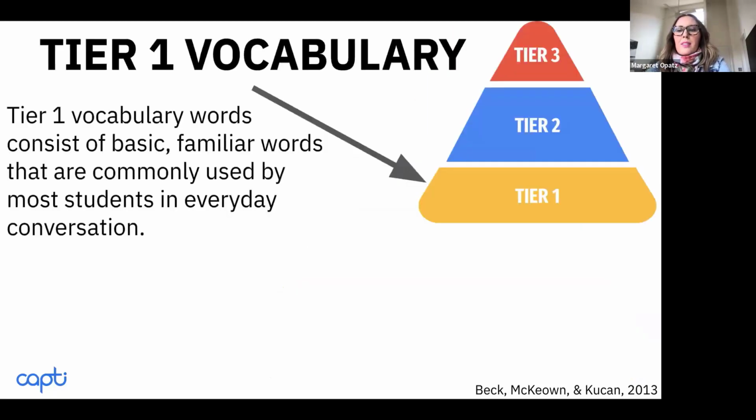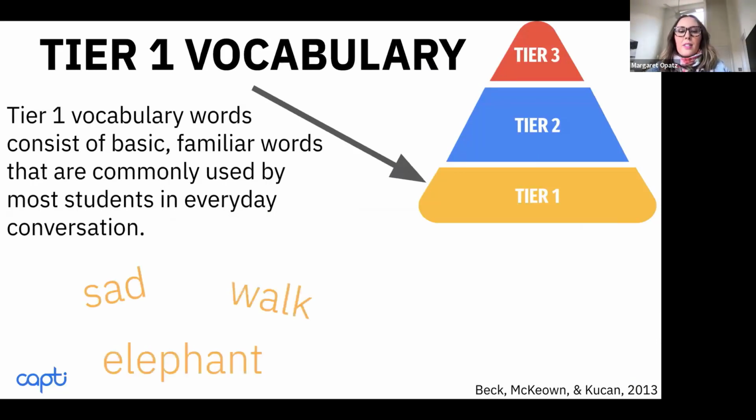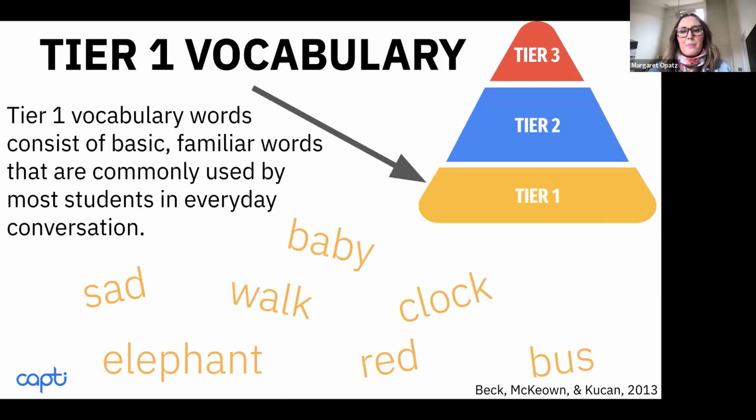So let's take a quick look at tier 1. So I mentioned that these are those basic words common across everyday language conversation. So they're words like sad, elephant, walk, baby. Most of these words students would know without having to be taught them.